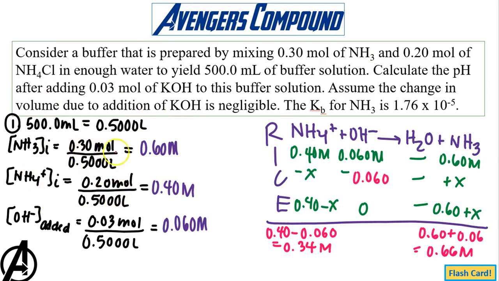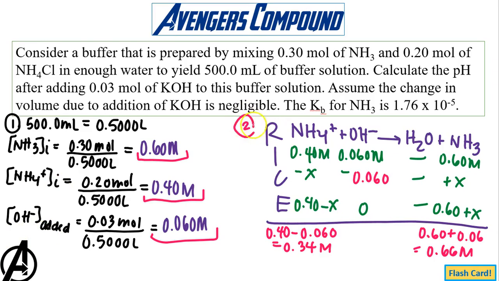So we have 0.30 moles divided by 0.5, which is going to give us 0.60 molar. That's the initial concentration for NH3. Then we have 0.20 divided by 0.5, which is going to give 0.40 molar. That's the initial concentration of NH4 plus. Then we're going to have 0.03 divided by 0.5, which is going to give us 0.060 molarity, which is going to be the concentration of OH minus that's added to our buffer solution.